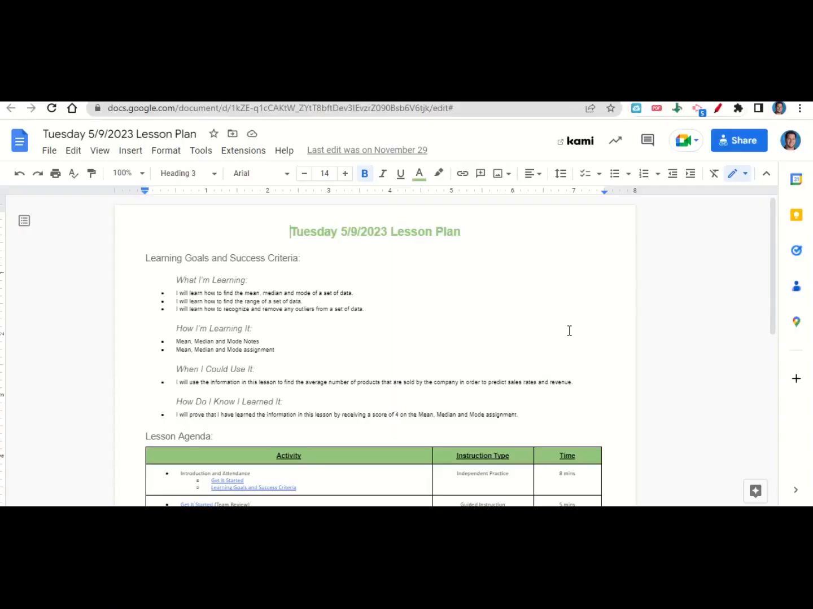Welcome, everyone. Let's begin our lesson for today by going over the learning goals and success criteria. First, what are we learning? We're learning how to find the mean, median, and mode of a set of data, how to find the range of a set of data, and how to recognize and remove any outliers from a set of data.